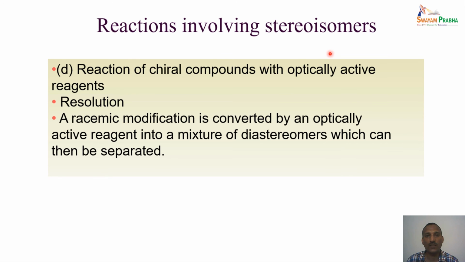So the next one is reactions where chiral compounds are reacted with optically active reagents. This is basically nothing but resolution. In other words, a racemic modification is converted by an optically active reagent to a mixture of diastereomers which can then be separated. We will be studying about this in the next few sessions elaborately.